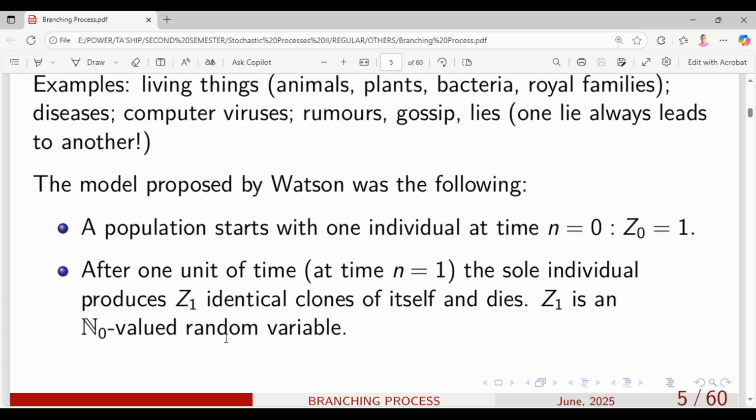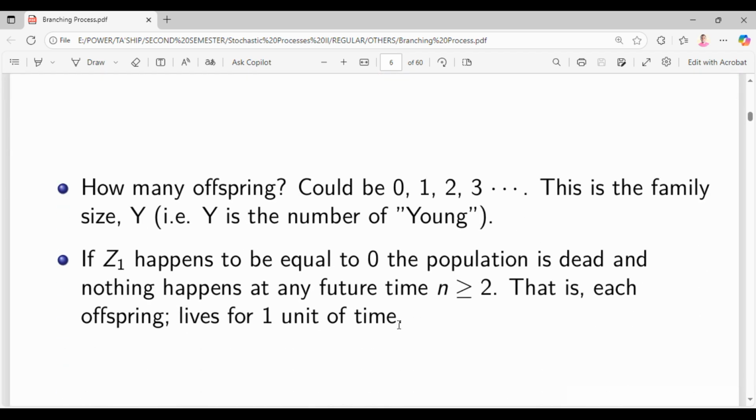Remember, Z1 is an integer-valued random variable. We know that the species are countable. So for the number of offspring the environment can produce, let's take human beings for instance, we cannot have 0.5 human beings. It can be 0, 1, 2, 3, and so forth. So Z1 and the subsequent Zn, which are the family sizes, are supposed to be integer values, including 0, right? Let's proceed and look at the model further.